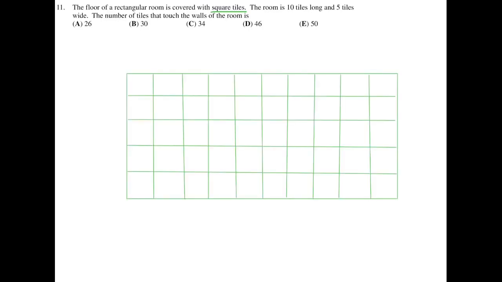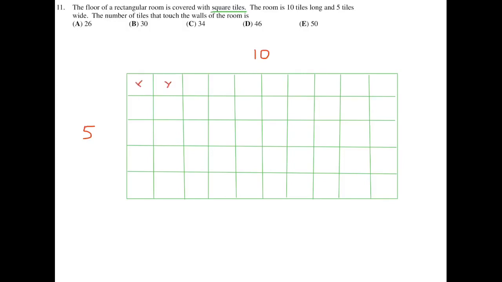So let's draw out a little diagram of these tiles in this rectangular room. So here's the diagram. It's a rectangle, and hopefully this is drawn well enough to scale to give you an idea of what's going on. So you've got 10 tiles along the top, 5 tiles along the side, and they're asking how many of these tiles are touching the walls.